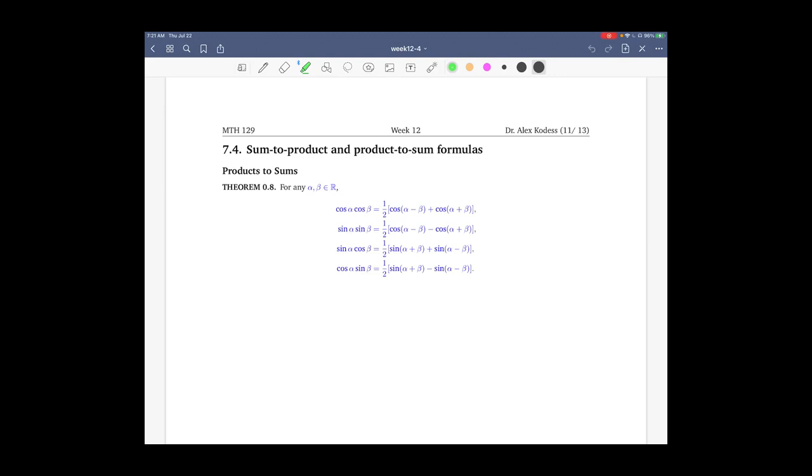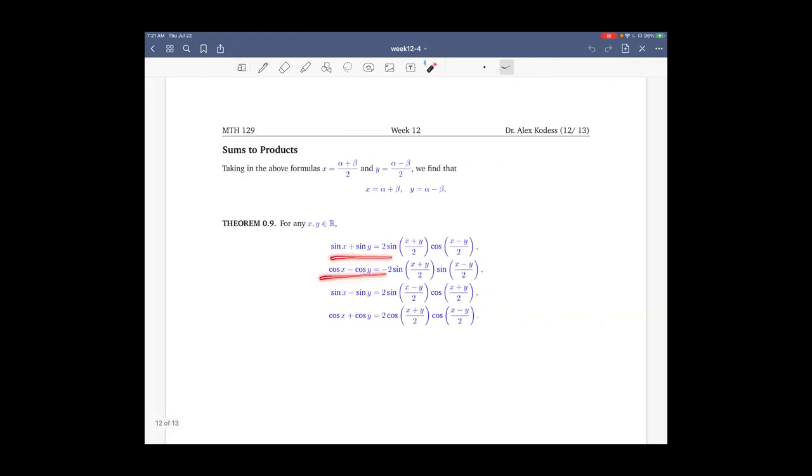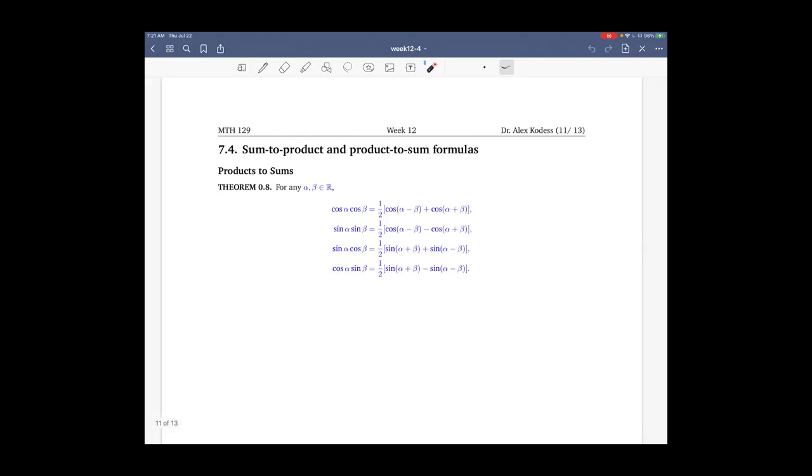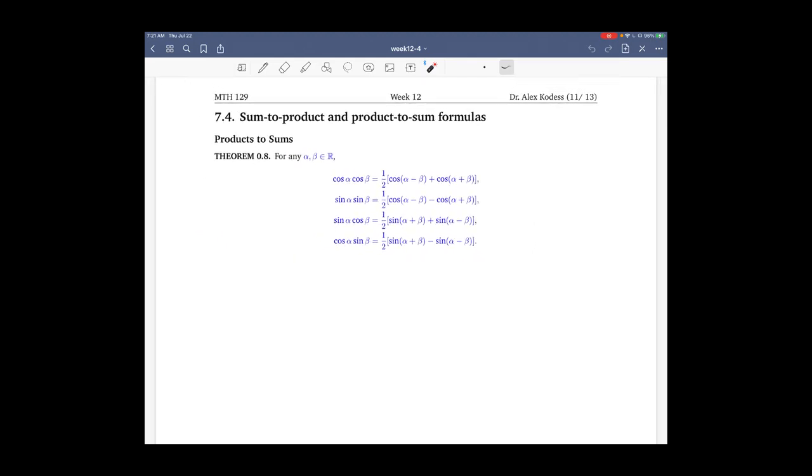The next round of formulas are identities that allow you to transform products of trigonometric functions into sums and differences, and vice versa, sums of trigonometric functions into products. So how do we derive them? Well, the idea is to recall the corresponding formulas for the sine and cosine of sums and differences.